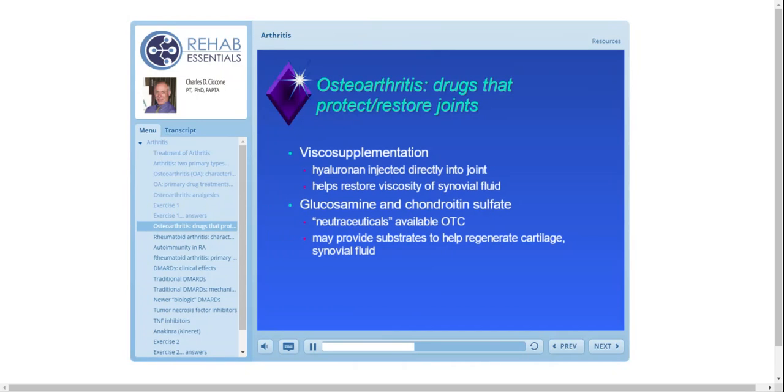The other option is to use substances called glucosamine and chondroitin sulfate. And these are not considered drugs by the FDA. They're considered nutraceuticals, which are nutritional supplements that have pharmaceutical properties. And as such, they're available over the counter. So not needing a prescription, patients can go buy these substances and try them. The idea is that they're going to provide the body with the building blocks that the joint needs to build new cartilage and sustain the synovial fluid.